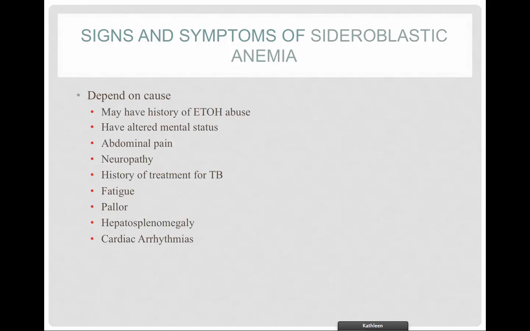Treatment depends on cause. Signs and symptoms of sideroblastic anemia: they may have a history of ETOH abuse, altered mental status, abdominal pain, neuropathies, history of treatment of TB. Remember that one of those meds has side effects that cause this. Also fatigue, pallor, enlarged spleen, and cardiac arrhythmias.